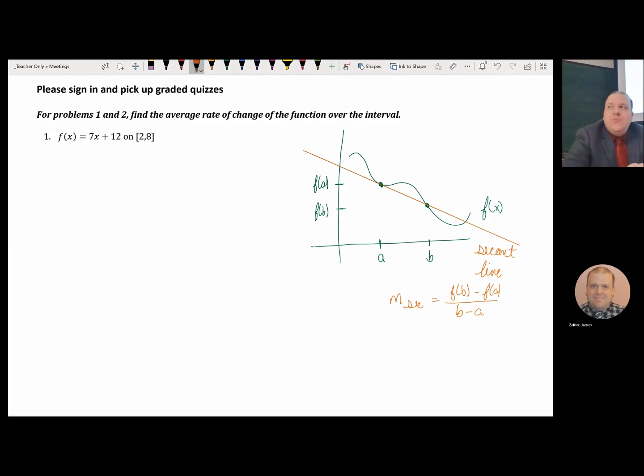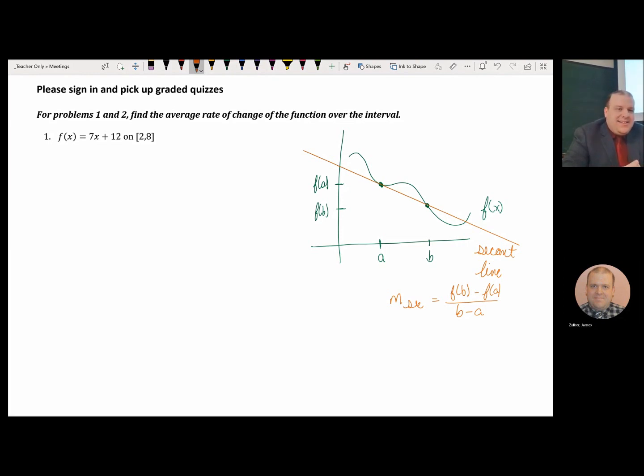To see how that's related to average rate of change, let's say you go on a 300-mile road trip, and it takes you 6 hours. What was your average speed? 50 miles an hour. How'd you get it? 300 divided by 6.